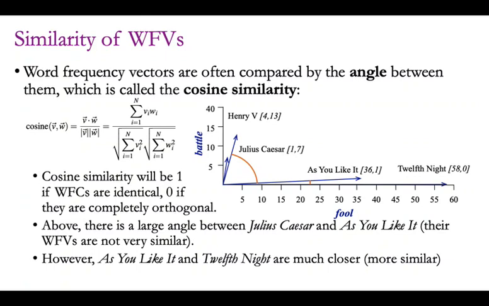Cosine similarity will be 1 if they're pointed in exactly the same direction, if they're identical, and it'll be 0 if they're completely orthogonal. It can't be negative, because these frequencies are always positive. So you won't have a vector pointing in one direction and a vector pointing in the complete opposite direction. That would require negative values, which won't appear in a frequency calculation. Okay, so those are word frequency vectors.